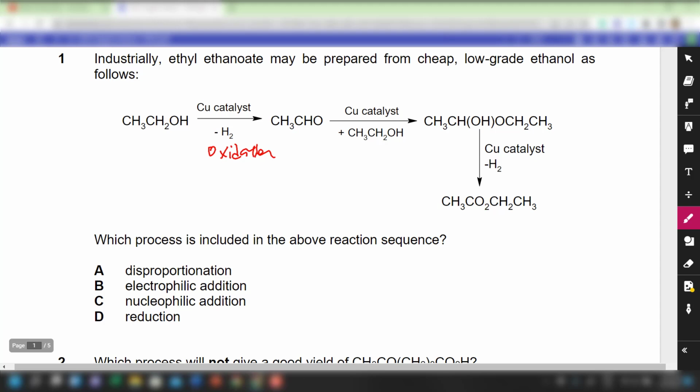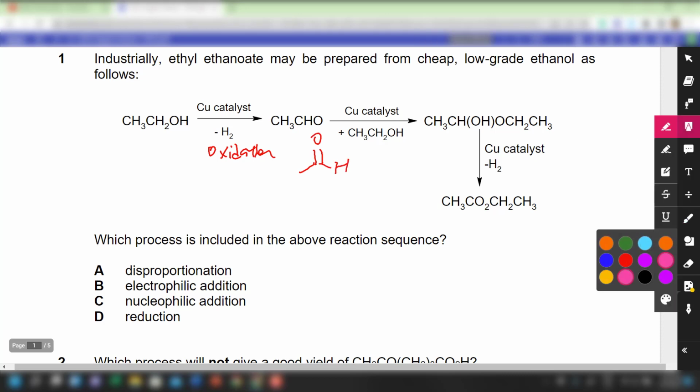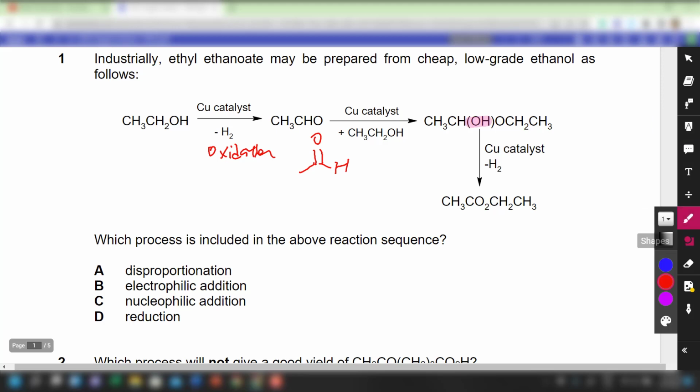The aldehyde over here has a carbonyl carbon group. You notice that after the reaction, the carbonyl oxygen becomes an OH, and one of the H is missing from the O. So this resembles some form of nucleophilic addition. And then in the final step, again, H2 is being removed, so it's an oxidation reaction.